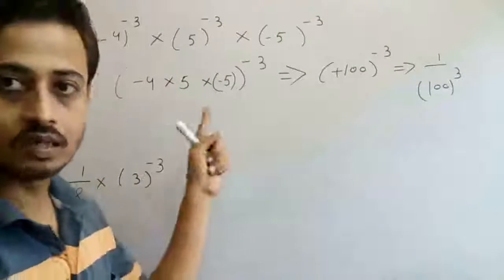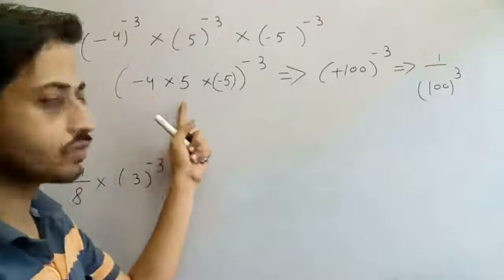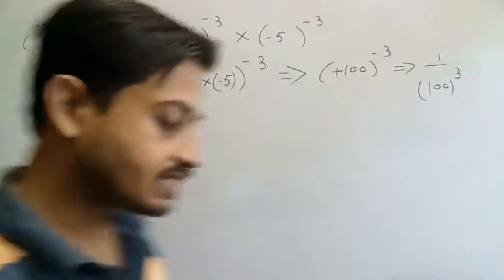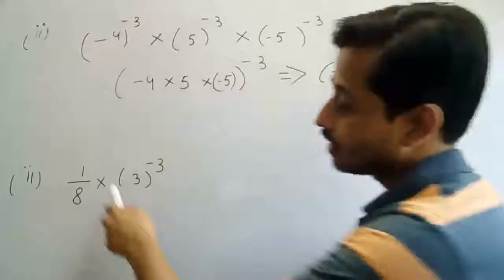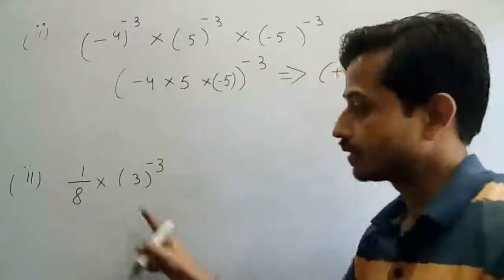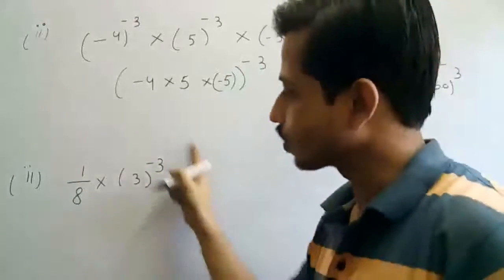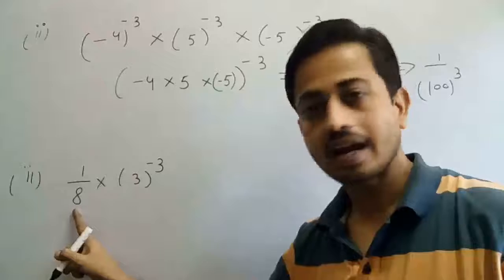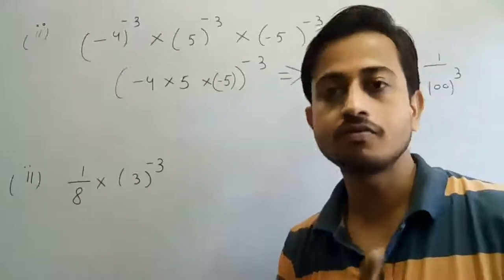Are you getting my points? Because the negative becomes positive, and 4 into 5 is 20, into 5 is 100. So we get positive 100. Now look at the second part of question number 4: 1 upon 8 raised to the power 3 multiply 3 raised to the power negative 3. Because it is in the form of exponent and power, try to write this also in exponent and power form.